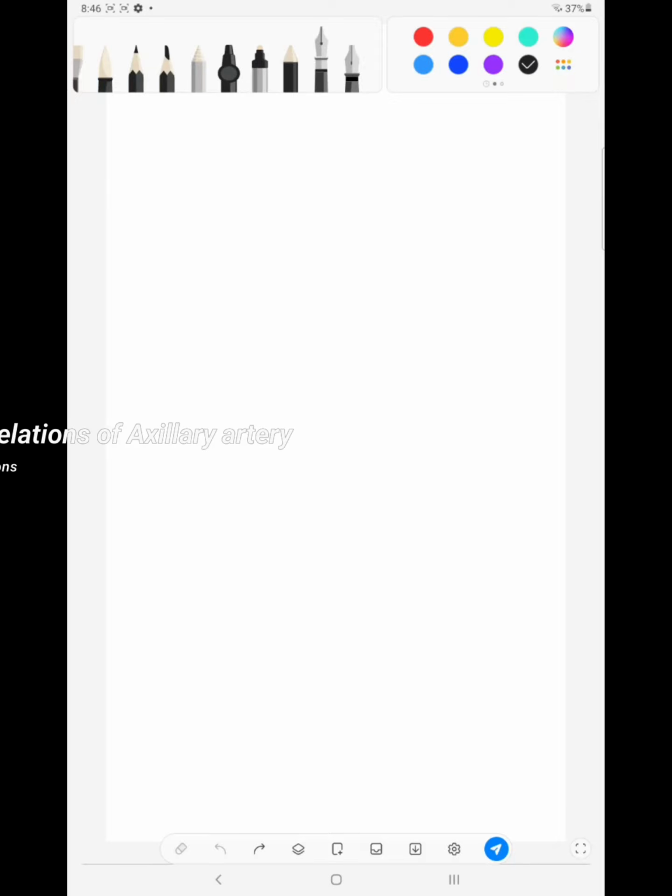Understand this diagram, and for the same reason they are not able to draw and label the diagram properly. Today we'll try to study and understand how this diagram we can draw in a simplified manner. Okay, so relation of the first part of the artery. As we know, first part of the artery is proximal to the pectoralis minor muscle. So anterior to it, which structures will come anterior to it?